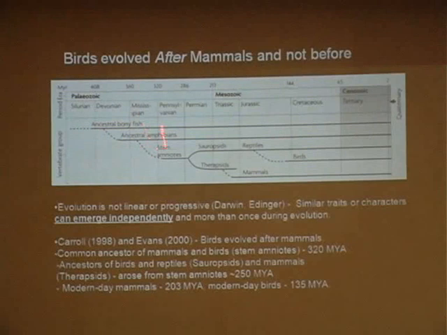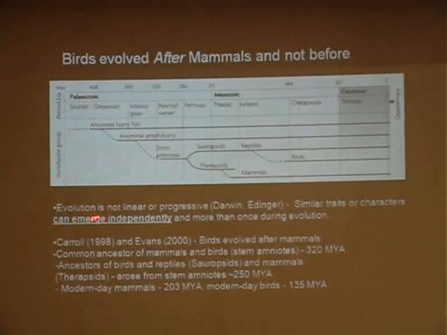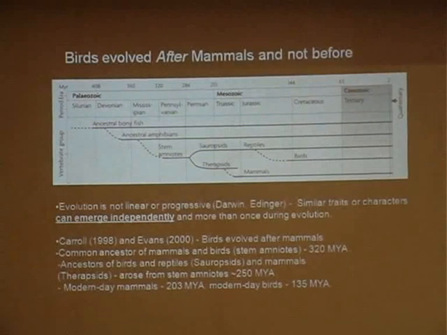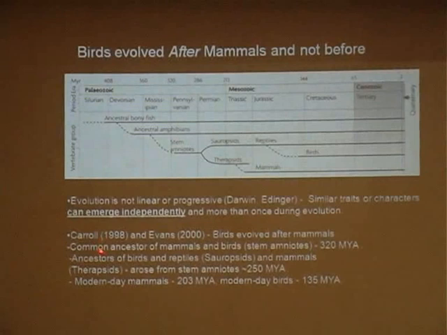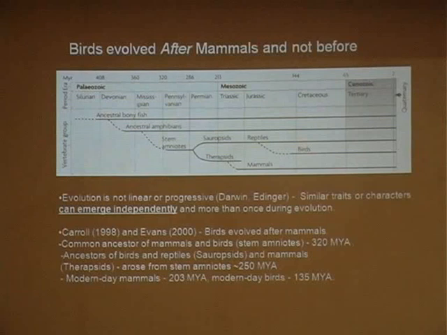Later studies, of course, showed that this is not true. Birds have actually evolved after mammals and not before. So evolution is not linear or progressive, and similar traits or characters can emerge independently and more than once during evolution. In fact, both birds and mammals are derived from stem amniotes, and there was a common ancestor of mammals and birds which was present at about 320 million years ago.